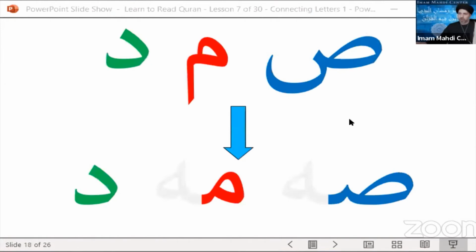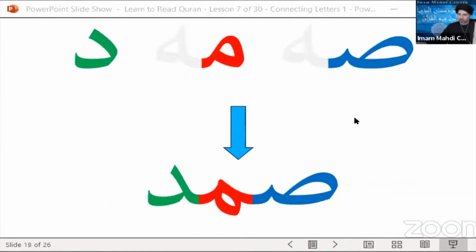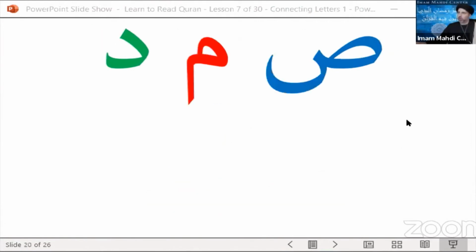Here we have another 3-letter word. We have a sad, a mim, and a dal. So we're going to drop this tail portion of the sad to keep just the top. We're going to drop the tail of the mim to keep just the top of the mim, and the dal stays the same. So we have lowercase sad, lowercase mim, and dal, and we join them together. The mim joins with the sad, and the dal joins with the mim, and now it's our turn to write it. So here we go.